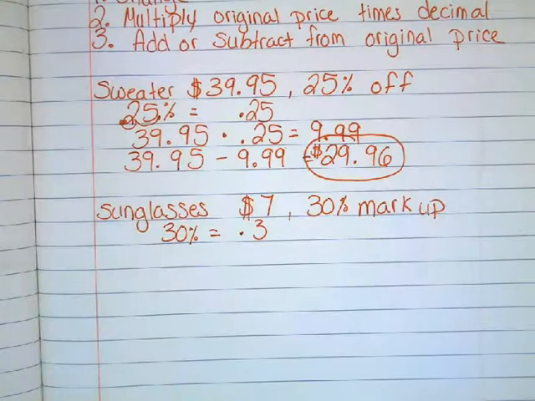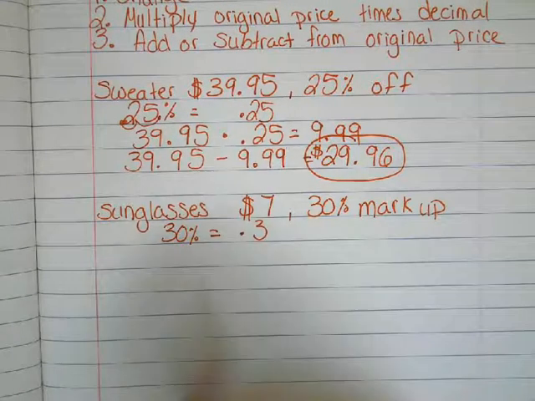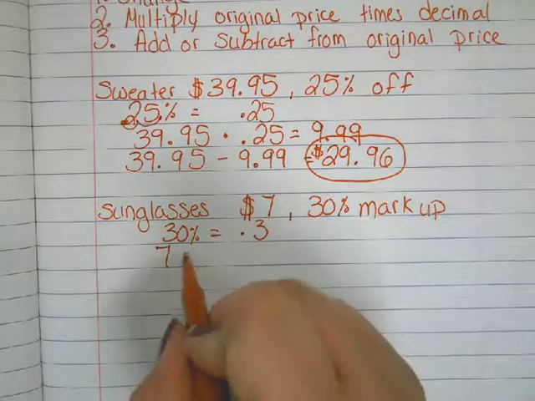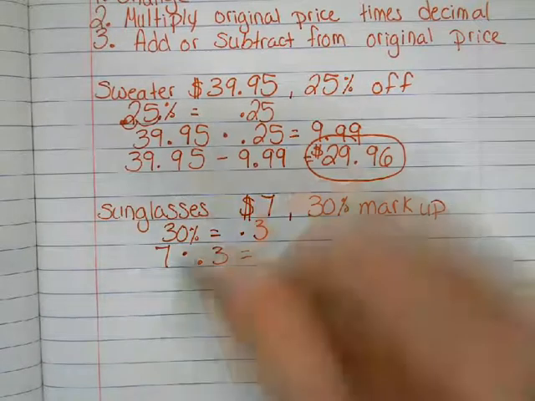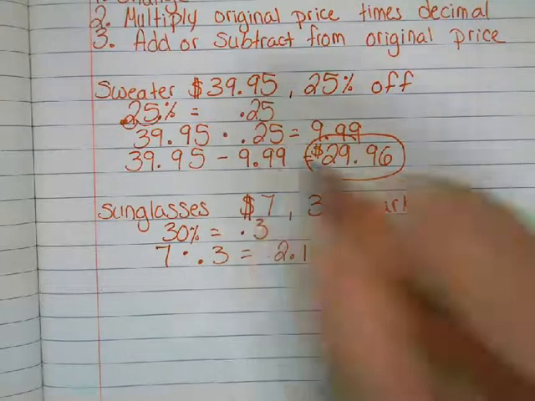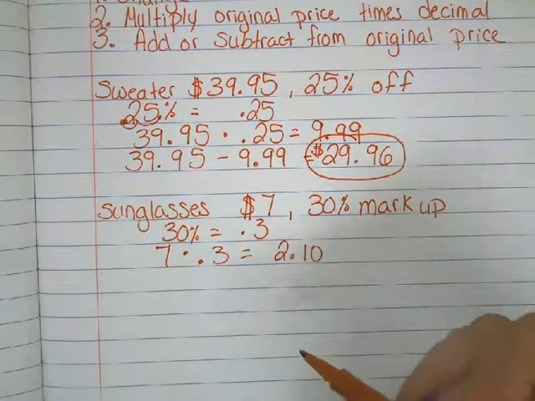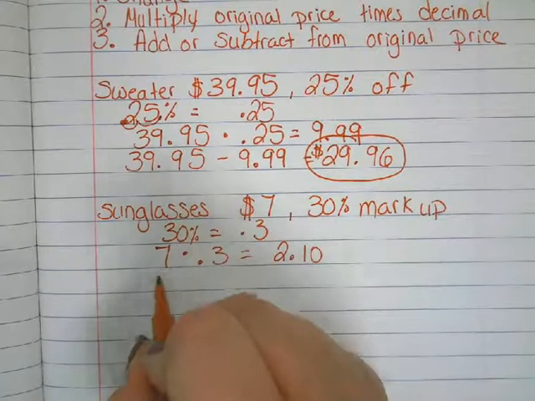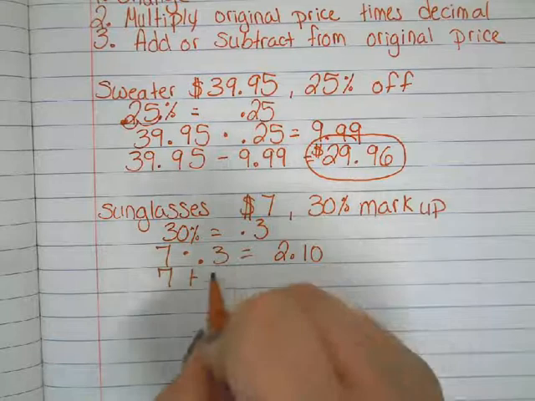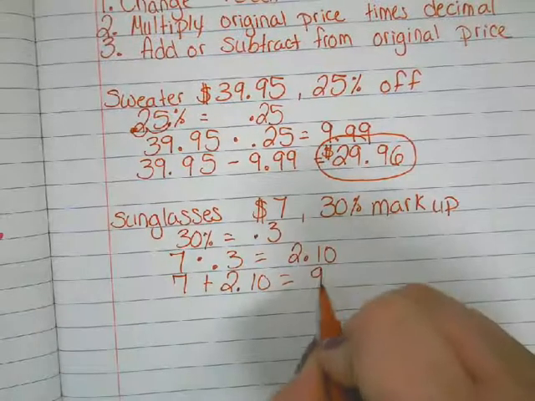I'm taking my original price times my decimal. So I'm taking 7 times 0.3, and what do I get? 2.1, so 2.10. Now am I going to add or subtract? Add, because it's a markup. So I'm taking 7 plus $2.10. So I'm now paying $9.10 for a pair of sunglasses.